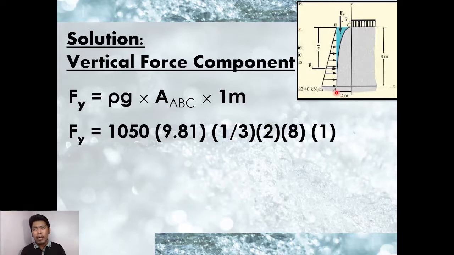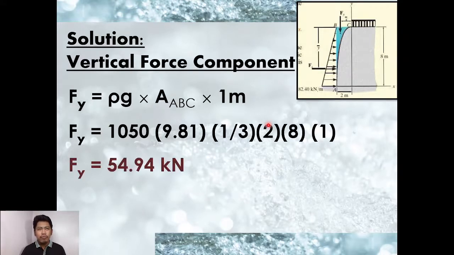So if n is 2, then 1 over 2 plus 1, that is 1/3. 1/3 multiplied by 2, the base, since we rotated it, times the height, which is 8 meters, multiplied by the length we are analyzing, 1 meter. The answer for our vertical component will be 54.94 kilonewtons. That is our answer for the vertical component of the force.